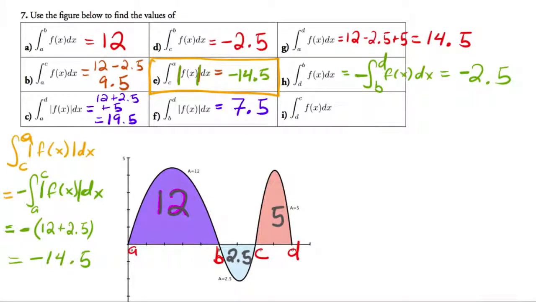And then from d to c, again, you have to flip it. Negative the integral from c to d of f of x dx, and that is equal to negative 5, since the integral from c to d is 5. And that's it.